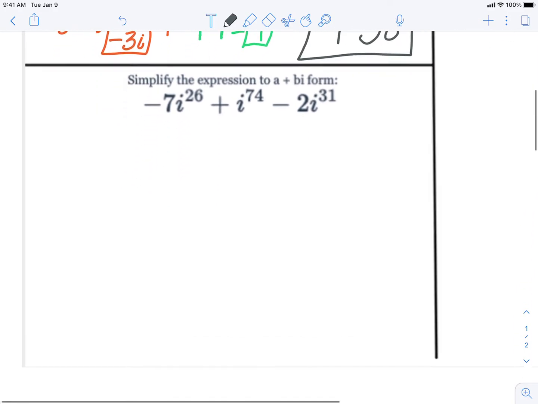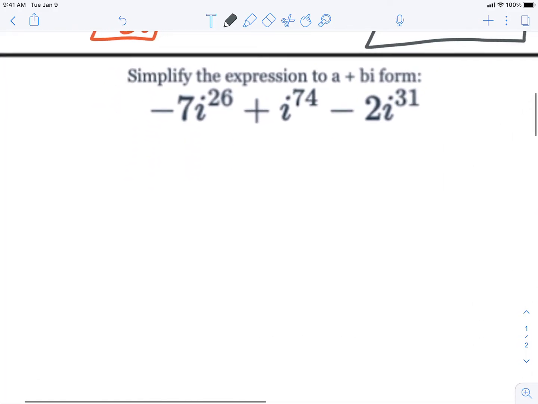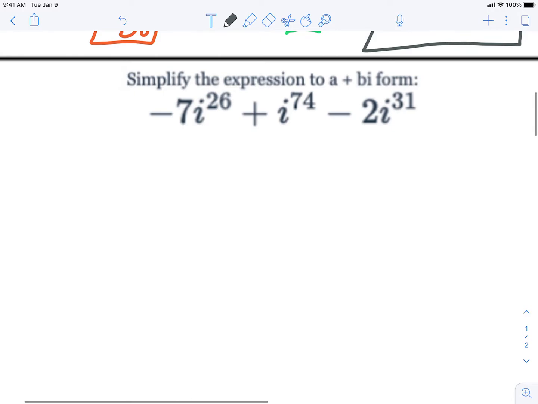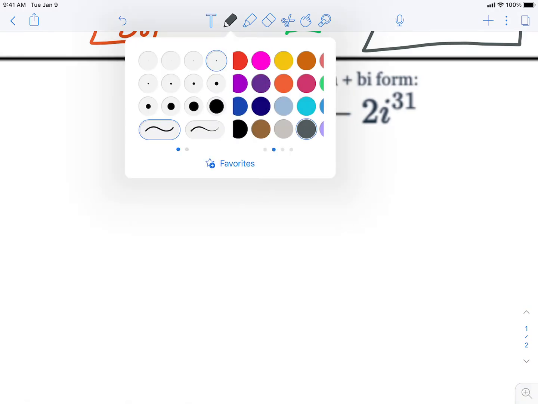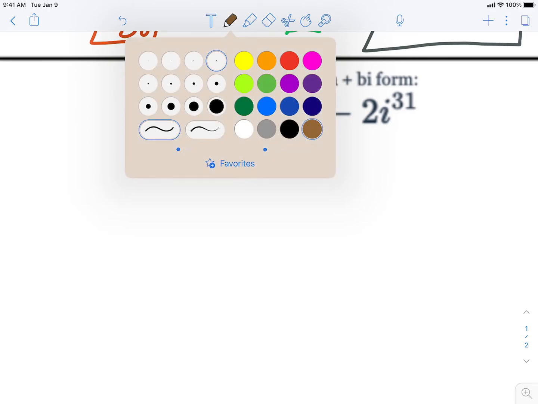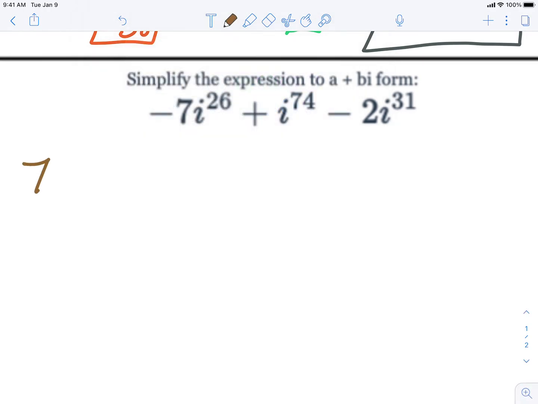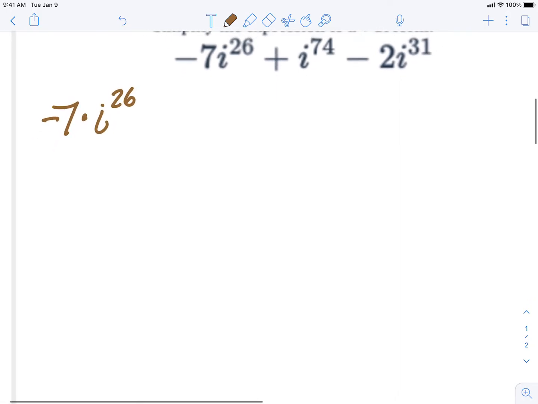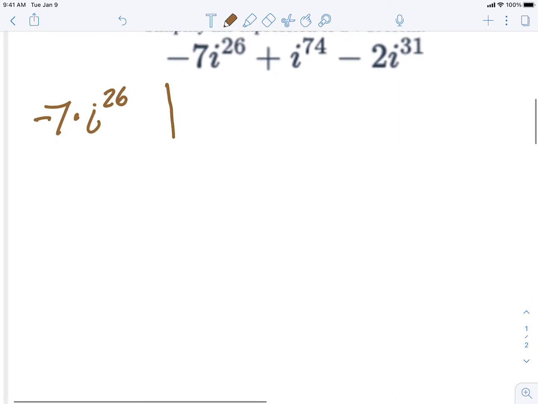So let's do the second one. If you notice, this one has 3 terms, so we're going to do 3 separations. I'm going to start with 7 times negative 7 times i to the 26. I'm going to separate that.